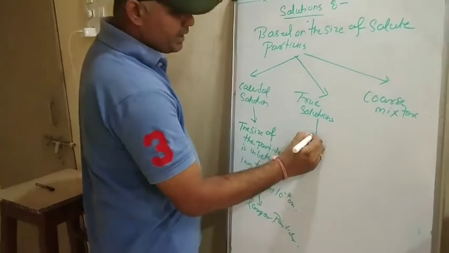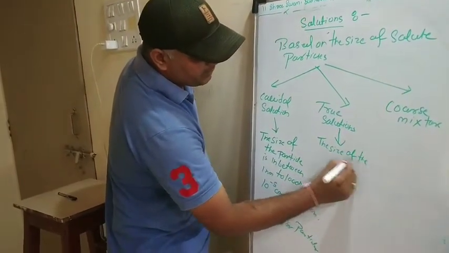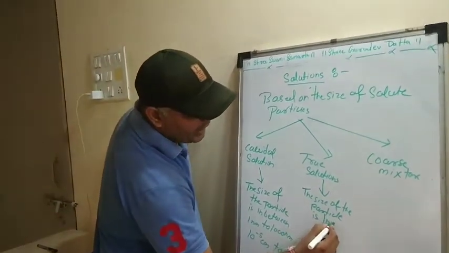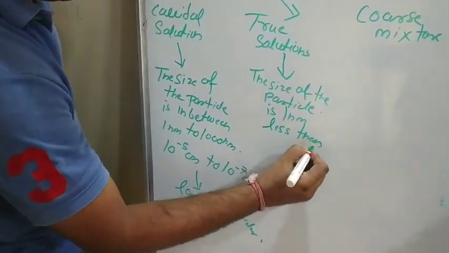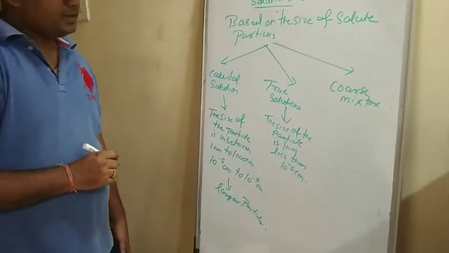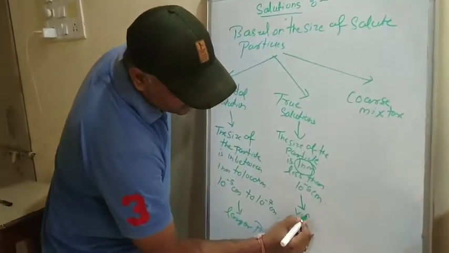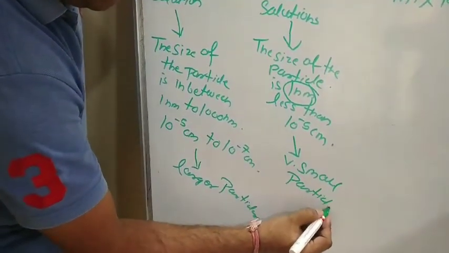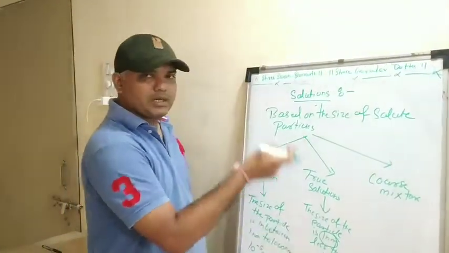Now here in this case, the size of the particle is 1 nanometer, or we can say less than 10 raised to minus 7 centimeter. Right, I hope that you are understanding it. See, this is a very, very small particle, or we can say it is a very minute particle which is not visible to our eyes. Right, so that is what is called the true solution.